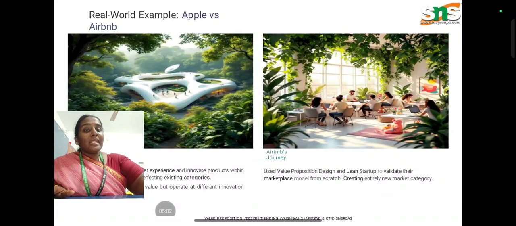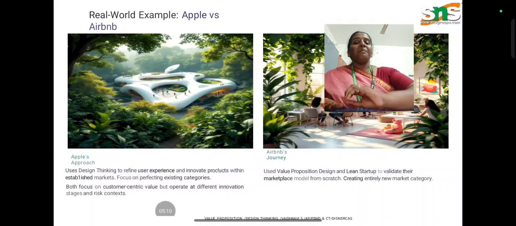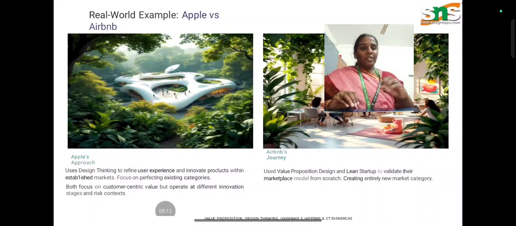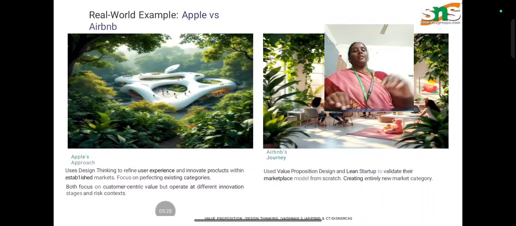So here is a real-time example of Apple versus Airbnb. So this is nothing but user design thinking and a journey. User value and innovating products with an established market, focusing on protecting existing categories. Airbnb is a marketplace model from scratch, creatively entering a new market category.